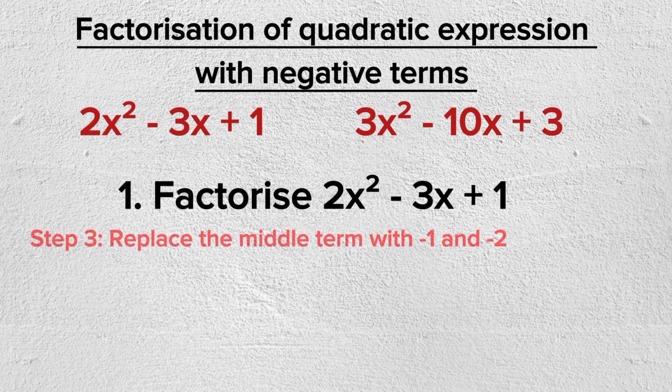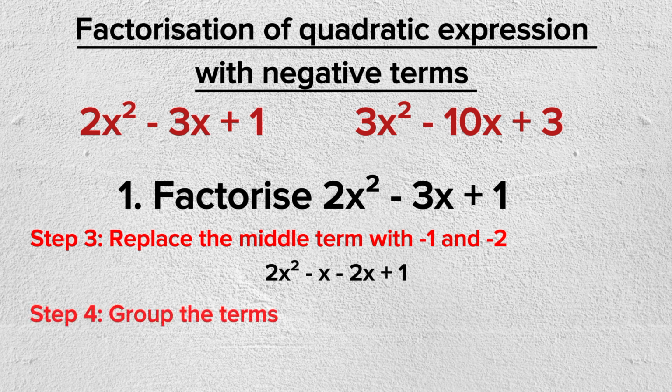Step 3. Replace the middle term with the selected factors. Step 4. Group the terms and take common factors. The factorized form is this.